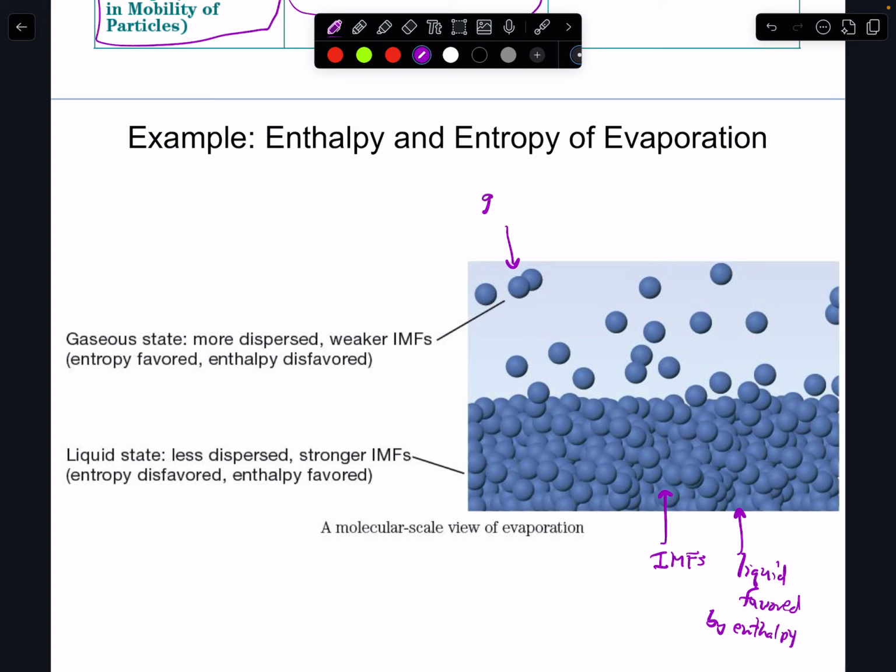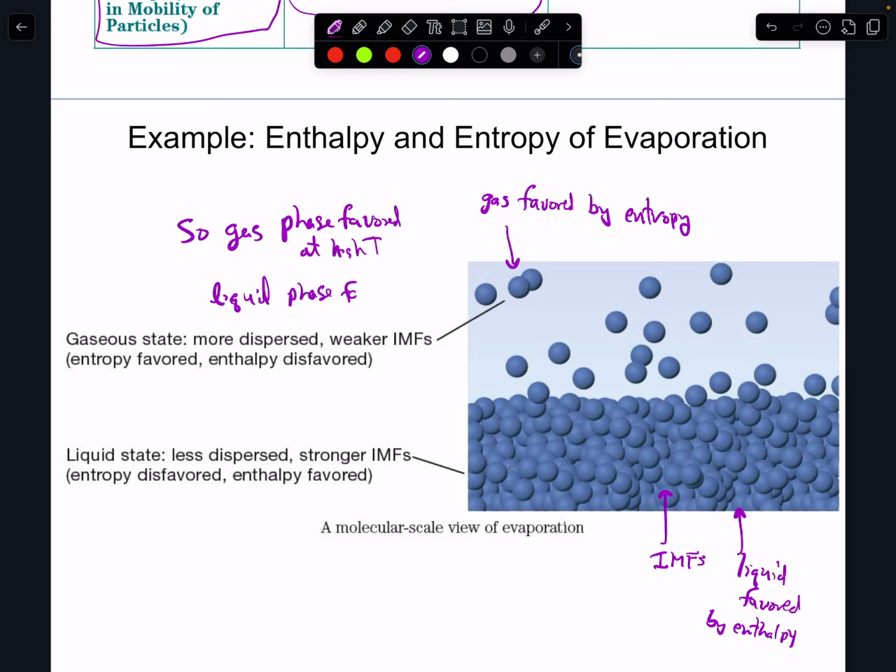So the gas is favored by entropy. And what we said earlier is that entropy is more important at high temperatures, enthalpy is more important at low temperatures. So the gas phase is favored at high temperatures, and the liquid phase is favored at low temperatures. And that's what we see. Liquids boil at high temperatures, and they turn into liquids at cooler temperatures.